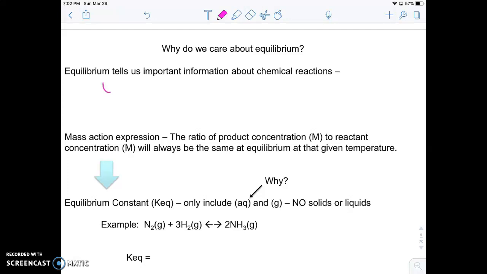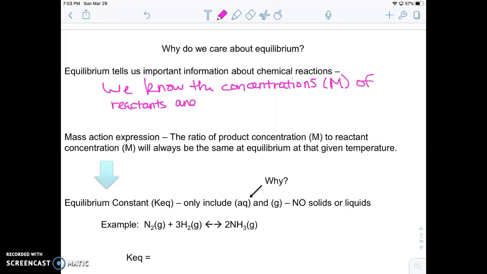So let's write that down. We know the concentrations. Do you guys remember what the unit is for concentration? Do you think that's solutions? So we're going to be seeing molarity, capital M, of reactants and products after an unlimited amount of time.